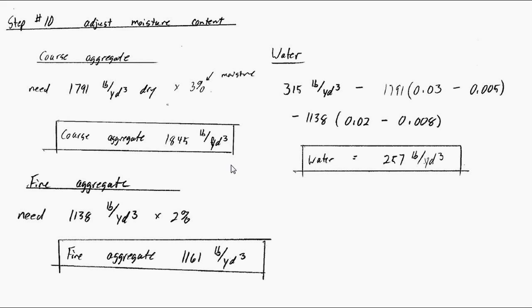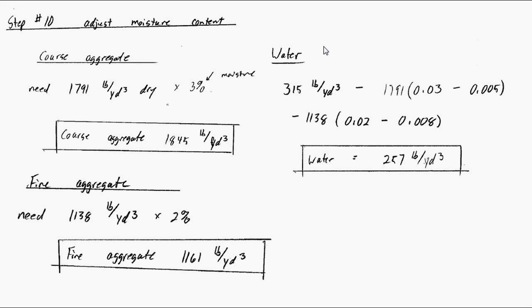Now, before we finally adjust for water, we need to make sure we get the right amount of aggregate, both coarse and fine. So we needed 1,799 pounds per cubic yard of coarse aggregate that was dry. But we know the coarse aggregate has 3% moisture content. So to get the correct weight of stone, we just need to increase the amount of coarse aggregate by 3%. So we take the 1,791 pounds per cubic yard, multiply it by 1.03 or increase it by 3%, and we need 1,845 pounds per cubic yard of coarse aggregate. The fine aggregate had a 2% moisture content, so we just increased the fine aggregate by 2%, so that we have the correct amount of coarse aggregate and the correct amount of fine aggregate.